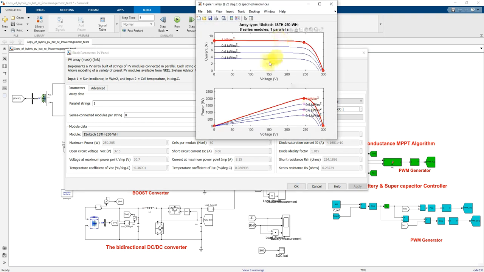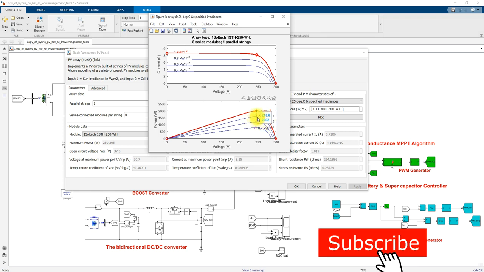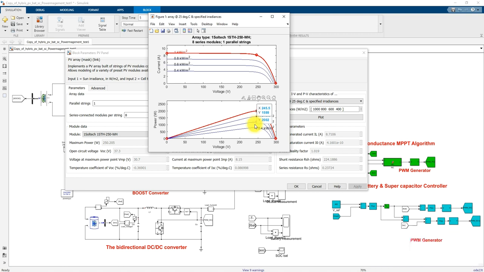So when you click this plot, you can see the IV and PV characteristics of the considered PV array for different irradiation conditions. Here you can see that for 1000 watts per meter square, the maximum power is around 2002 watts, and the voltage is 245.6. For 800, the maximum power is 1599 watts. For 600, the maximum power is 1197. For 400 watts per meter square, the maximum power is 791.8.